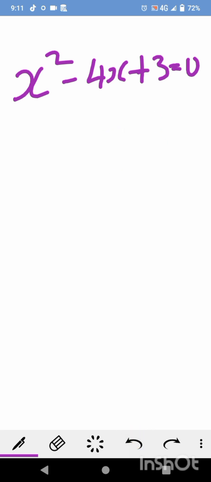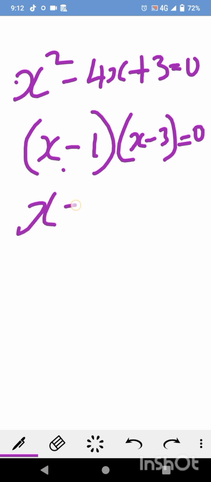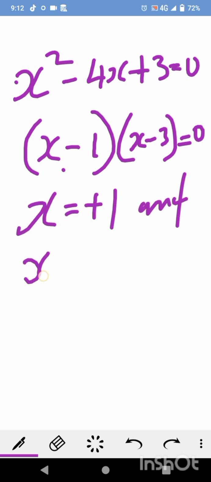So on that note, we are going to use minus 1 and minus 3. So we take shortcut, x minus 1, x minus 3 equals to 0. Okay, I am allowed to take shortcut because the coefficient of the highest variable here is 1. A is 1 here. So from the first bracket, x will be equal to plus 1. And from the second bracket, x will be equal to plus 3.